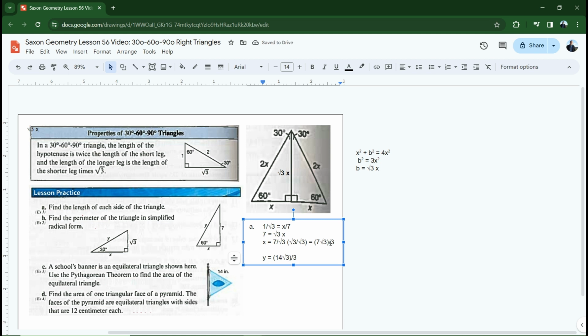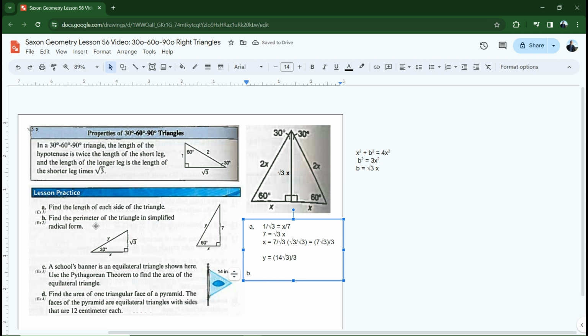Okay, so 7 times the square root of 3 over 3 is the short side x. To get the long leg, I need to multiply the short side times the square root of 3. 7 times the square root of 3 over 3 times the square root of 3 is going to be 7 times 3 over 3, or 7. So that works out. And then the hypotenuse is just double the short side. That was kind of a harder question, but it's not really all that hard. We just have to think in terms of a 30, 60, 90 triangle.